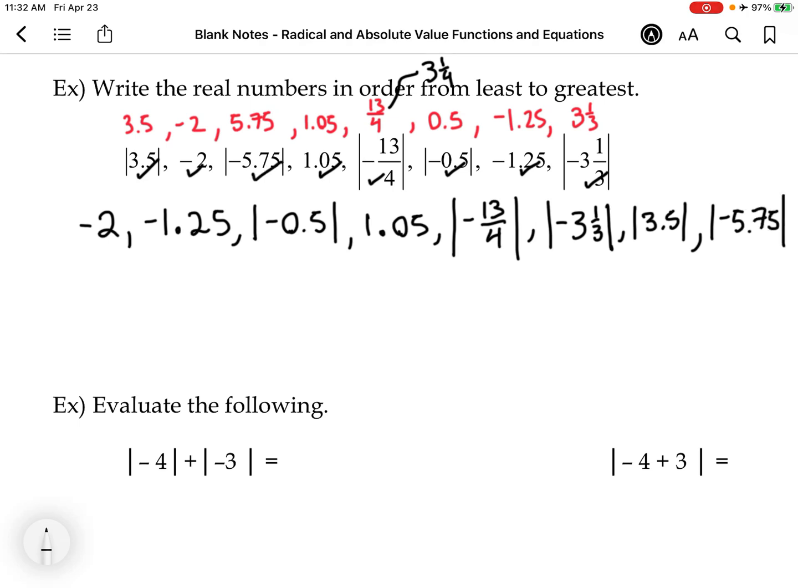Okay, so I have ordered these from least to greatest. And once again, just make sure that when you are giving your final answer and you have ordered them, the form of the number that you answer in is the form that you were given in the original question.